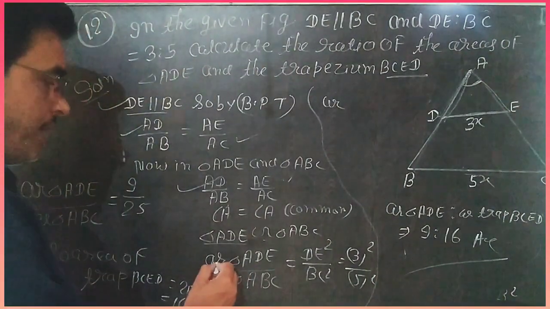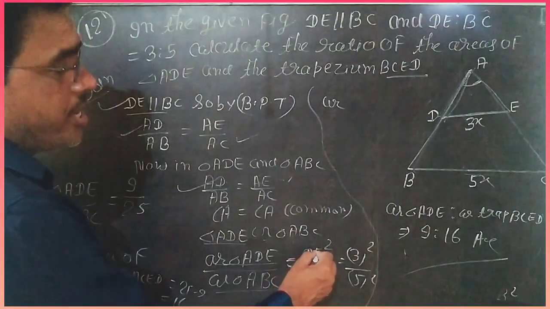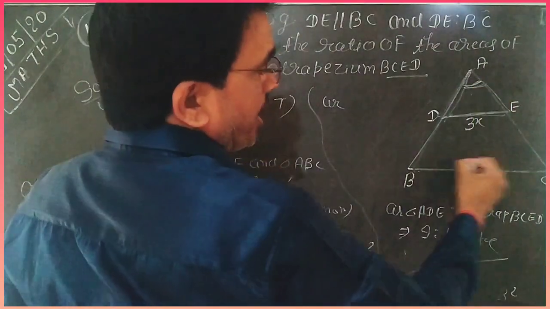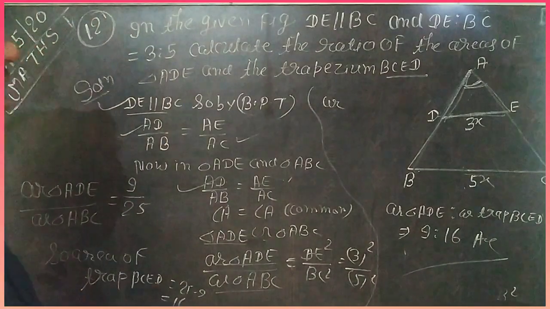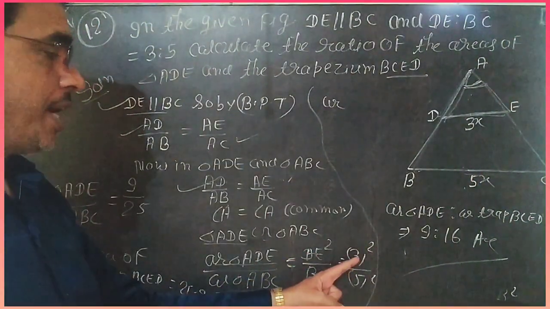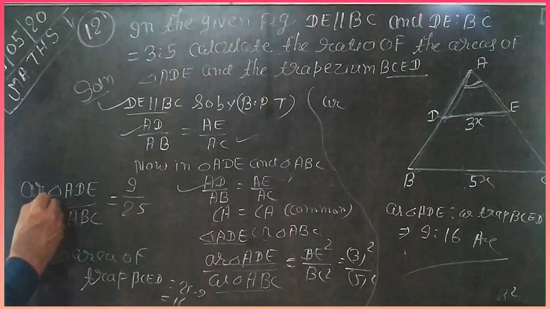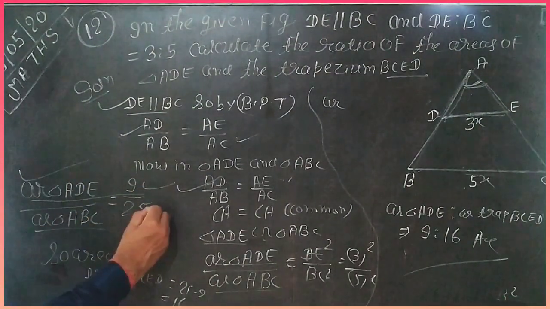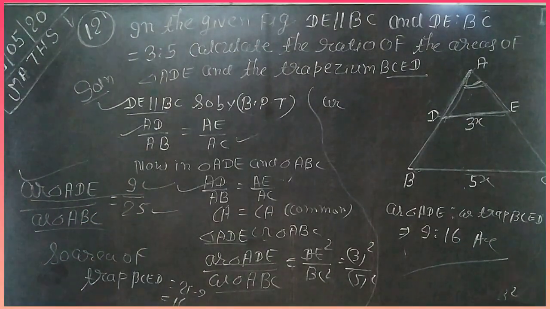So we write here area of triangle ADE by area of triangle ABC is equal to DE square by BC square. Opposite of A is DE and opposite of A is BC, so I take their corresponding sides DE and BC. One is a small triangle, another is a large triangle. So DE square by BC square is 9 by 25. I write here 9 by 25. That means area of ADE is 9 and area of ABC is 25, but in the ratio form, it means 9x square and 25x square.